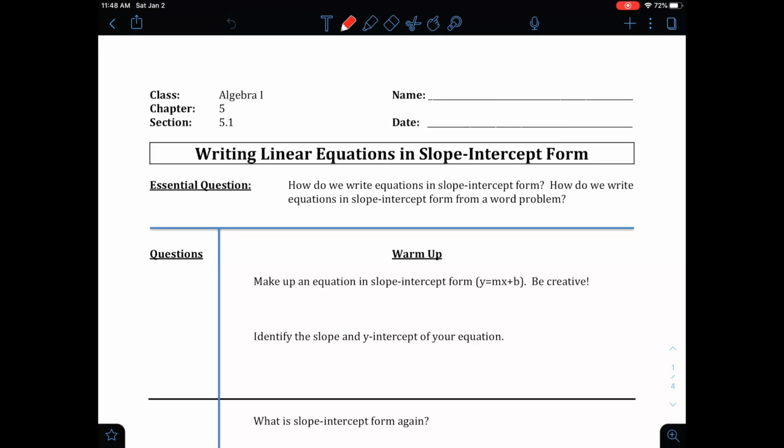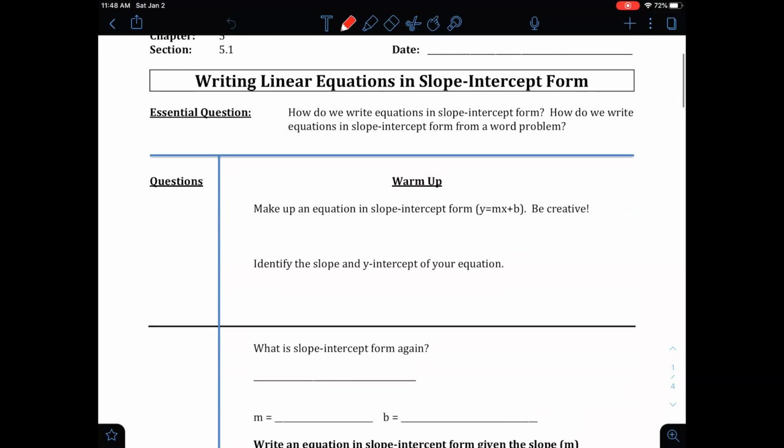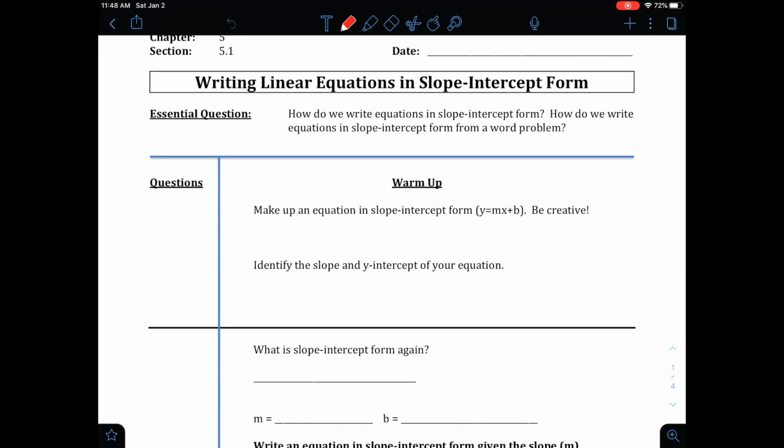Okay, so we have a warm-up. It says, make up an equation in slope-intercept form, y equals mx plus b, and be creative. Identify the slope and y-intercept of your equation. So why don't you guys go ahead and pause the video and try that.